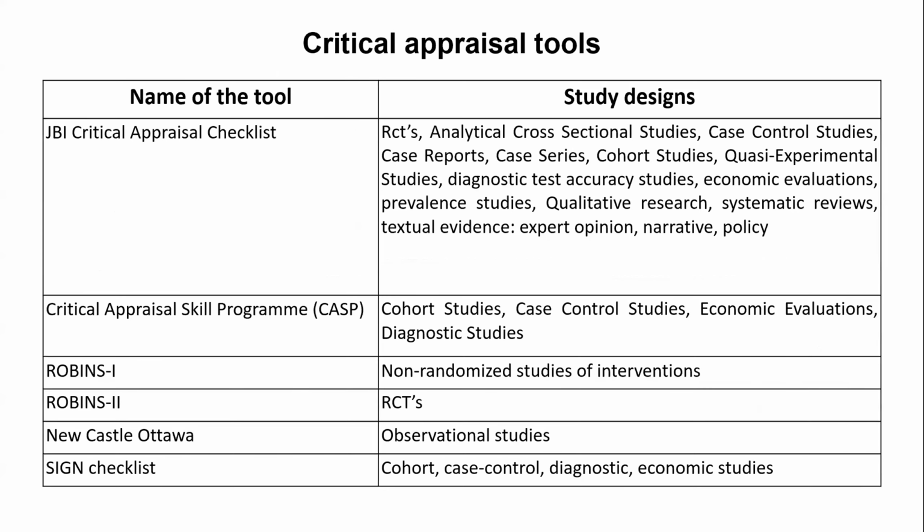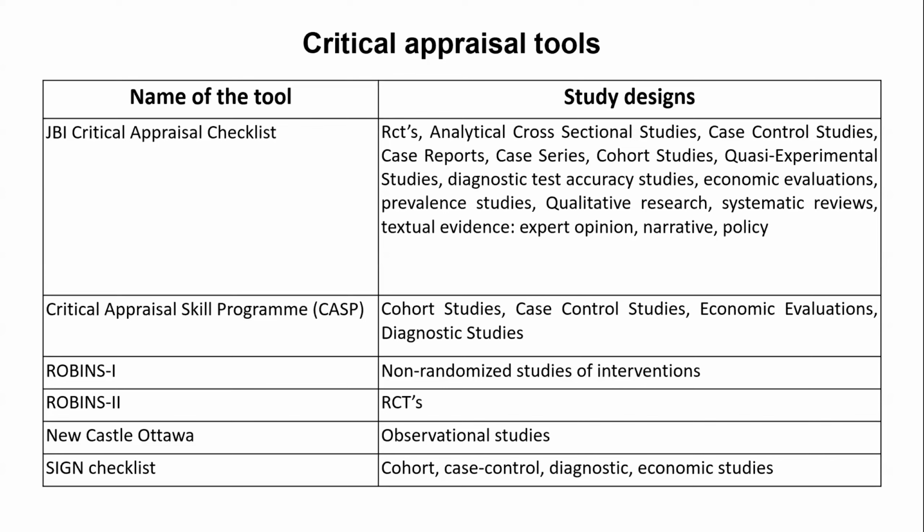Now we will see the different kinds of quality appraisal tools that are used. Mainly, as I said, there is a tool called the JBI Critical Appraisal Checklist, the Joanna Briggs Institute Critical Appraisal Checklist, which is commonly used. Through this checklist you can assess the quality of studies across different designs like randomized controlled trials, cross-sectional studies, case control studies, case reports, case series, cohort studies, quasi-experimental studies, diagnostic accuracy, economic evaluation, prevalence studies, qualitative research, and systematic reviews. And it also covers expert opinion or narrative policies if you are trying to include them in your review.